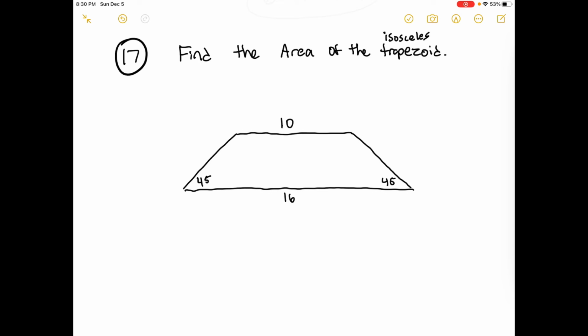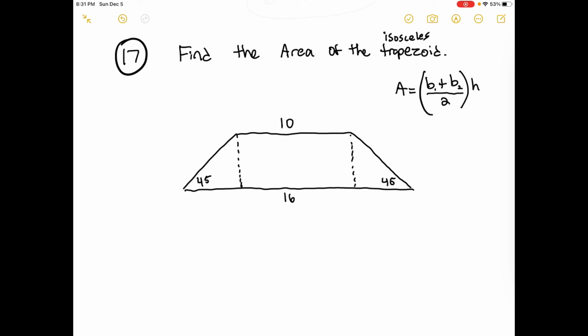Okay, 17, find the area of the isosceles trapezoid. All right, so area, we got to know we add our bases, or you can call it base 1, base 2, divide by 2, and multiply by the height of your trapezoid. Okay, so we have both bases, but we're missing the height. So let's find the height.